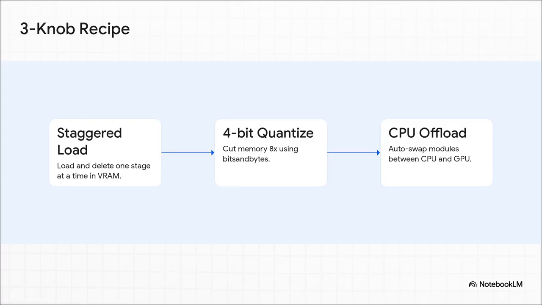It really all comes down to a rhythm of execution. First up, staggered loading. You don't need everything sitting in memory at once. You load the text encoders, encode your prompt, and then, this is crucial, you delete them from VRAM. Then you load the massive DiT, denoise your latents, and delete the DiT. Finally, you load the VAE to decode. Combine that rhythm with 4-bit quantization using tools like bitsandbytes to cut memory usage by 8 times, plus dynamic CPU offloading to automatically swap modules in and out of the GPU, and boom, that is exactly how you fit a supercomputer model onto a laptop.